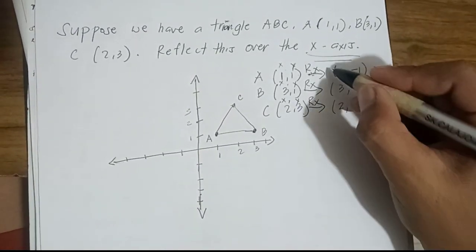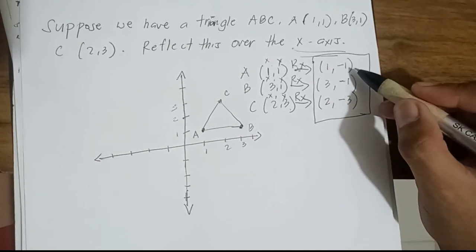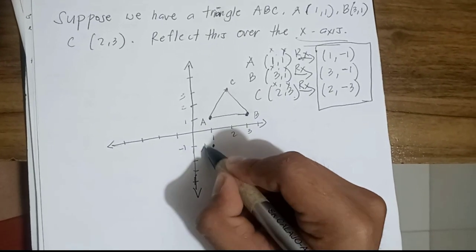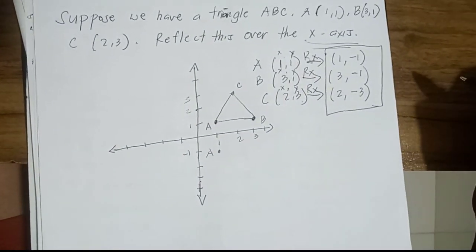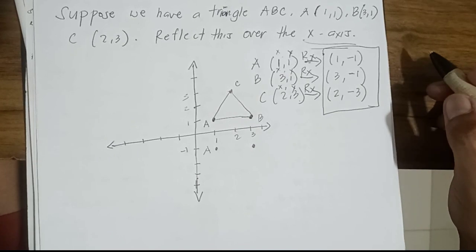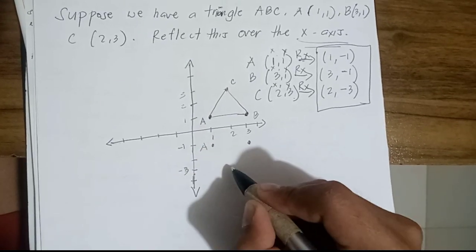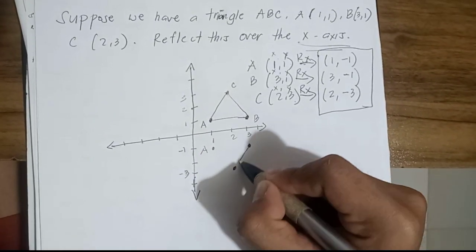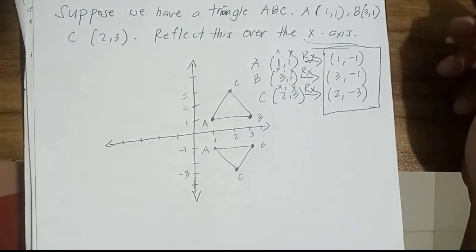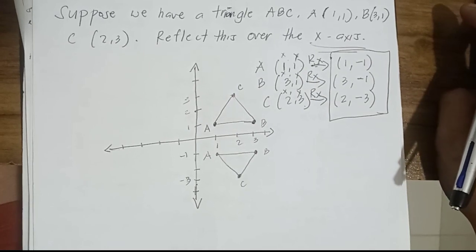Now, we are going to plot these reflected points. In point A, we have a new point, (1, -1). So 1, more or less, it's over here. Point B, we have (3, -1). More or less, it's over here. Point C, we have (2, -3). More or less, it's over here. So, this is what it looks like. This is how we reflect the points over the x-axis.